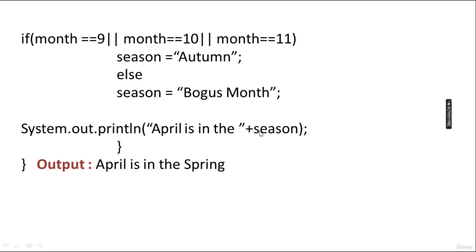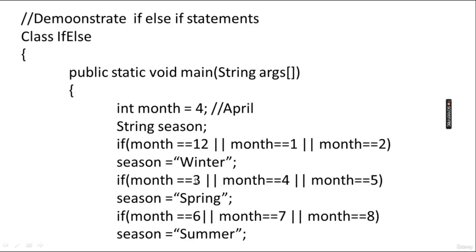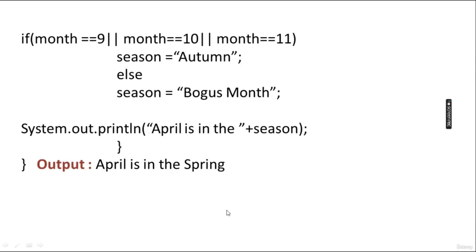So April is in the season. What is the output? April is in the spring, because month number 4 is given, which is for April. So 4 is present here in this block: month is equal to 3, or month is equal to 4, month is equal to 5. So here month 4 is present, so season will be initialized to spring.